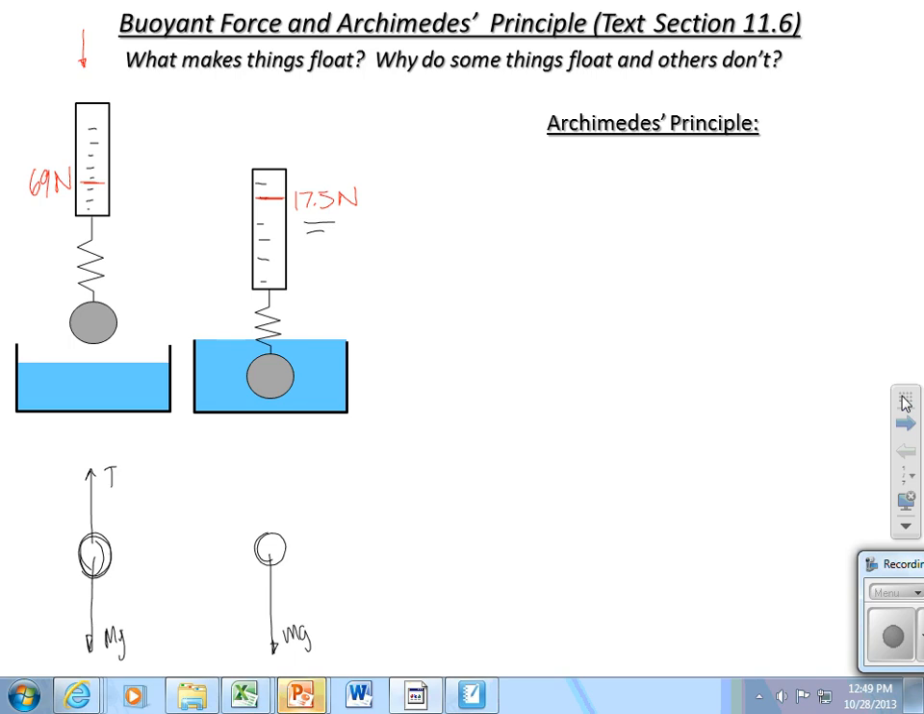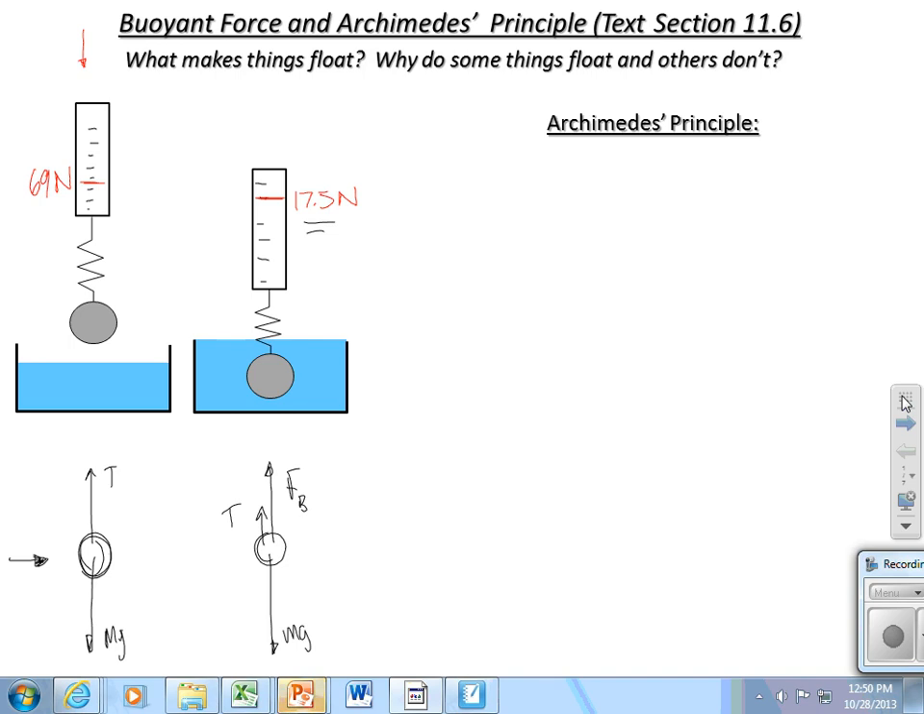All right? In a lot of cases, we typically don't weigh things submerged in water. Typically, those things just happen to be equal. Just like a bathroom scale doesn't necessarily read your weight, it reads normal force. This kind of scale reads a tension force. In this case, when it's in water, that tension is much smaller, and that's because of the presence of another force we'll call buoyant force.